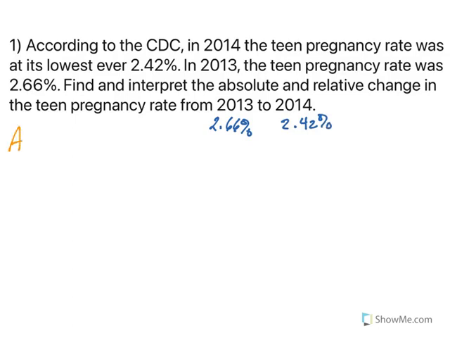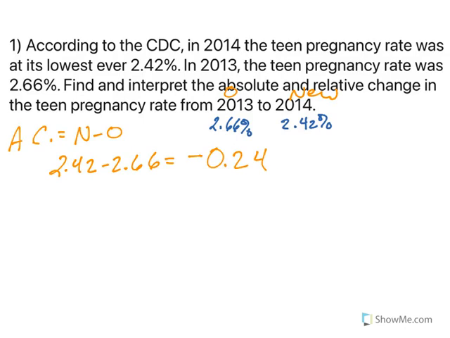To find absolute change, we are taking the new minus the old, and 2014 is new, 2013 is old. So I'm going to take 2.42 minus 2.66, and that gives me a negative 0.24, and this is percentage points. Again, think about absolute change. Absolute change is the difference in the values. So it is absolutely a number, right? And so we talk about percentage points.